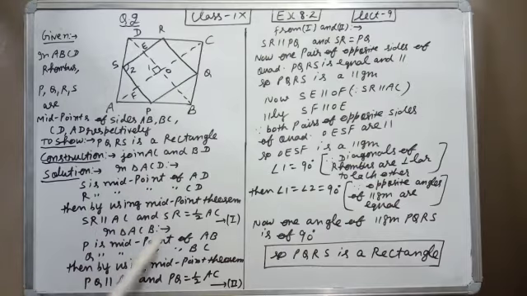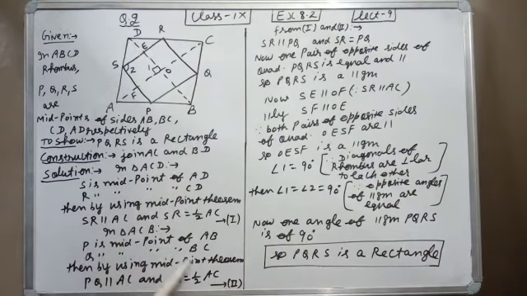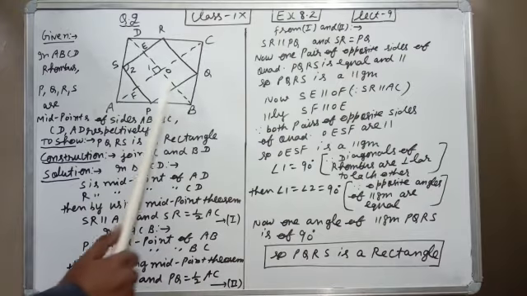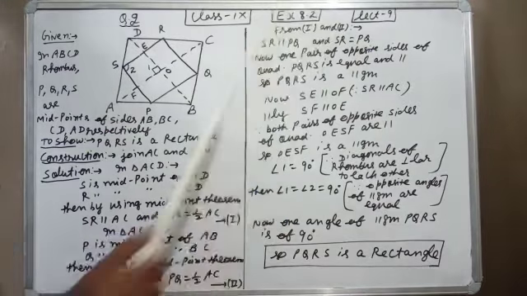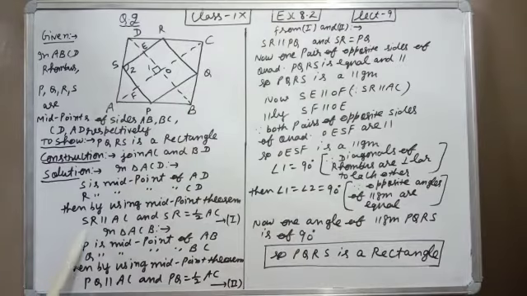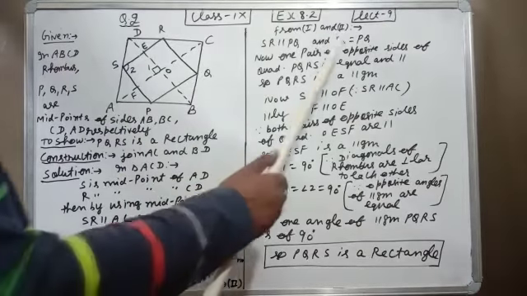Now we will take triangle ACB. P is the midpoint of AB. Q is the midpoint of BC. Then by using the midpoint theorem, PQ is parallel to AC and PQ is half of AC. In the first and second equations, AC is common, half AC is common. So from first and second, AC will cancel, SR is parallel to PQ and SR is equal to PQ.